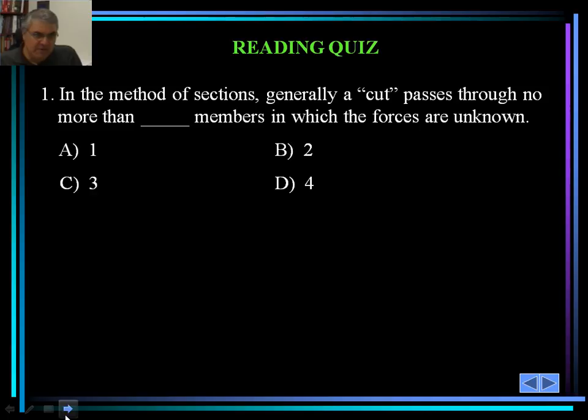Reading quiz. In the method of sections, generally a cut passes through no more than blank members in which the forces are unknown. The answers are A1, B2, C3, and D4. The correct answer is C3. And the reason for that is we have three equations of equilibrium available to us. Having three unknowns and three equations of equilibrium, we should be able to solve for the three unknowns.